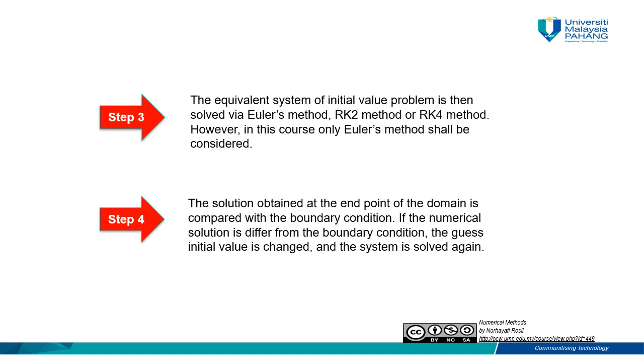Step number 3, the equivalent system of initial value problems is then solved via the Euler method, RK2 method, or RK4 method. But in this course, we just consider the Euler method only. Step number 4, the solution obtained at the endpoint of the domain is compared with the boundary condition. If the numerical solution differs from the boundary condition, then the guessed initial value is changed and the system is solved again.